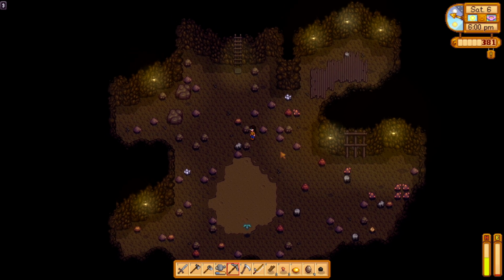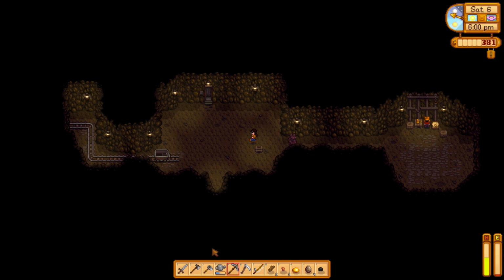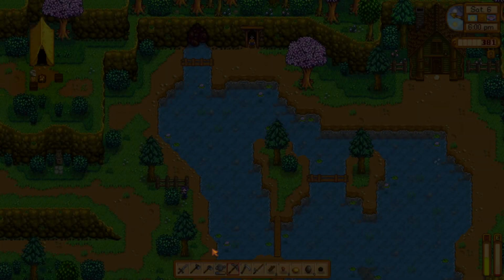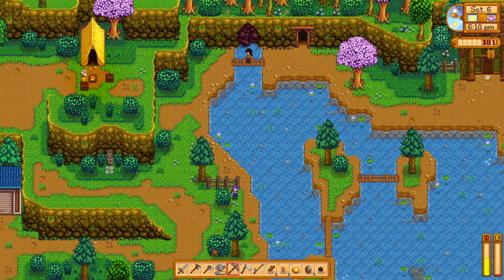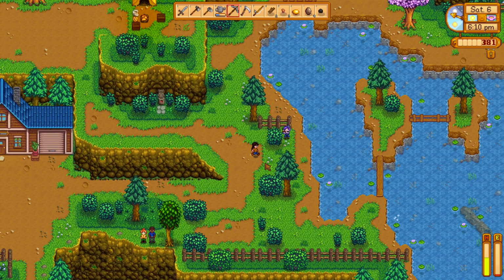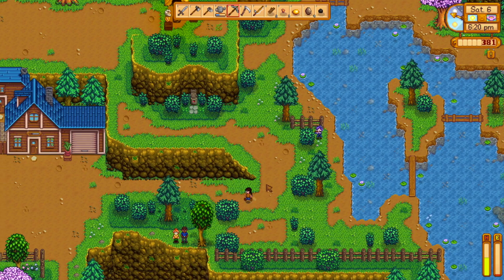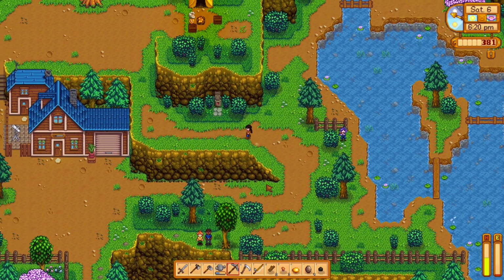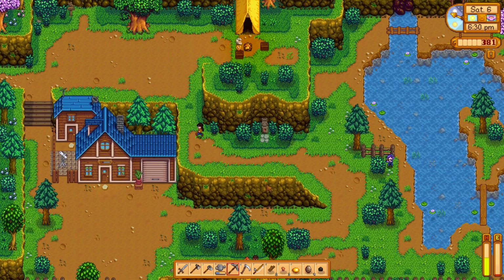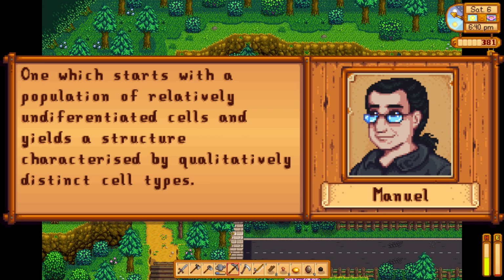It's here that qualitative differentiation comes into play. Bridges can't withstand outside forces based on structure alone. Rather, the qualities of a material that make them up matter too. Likewise, the qualities that make up the architecture of organisms are incredibly important, from those that allow muscles to bear loads in tension to those that allow bones to bear them in compression. The intensive processes that give rise to these qualities are another example of progressive differentiation. One which starts with the population of relatively undifferentiated cells and yields a structure characterized by qualitatively distinct cell types.